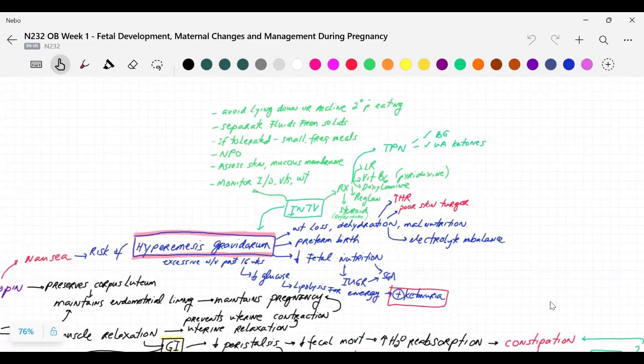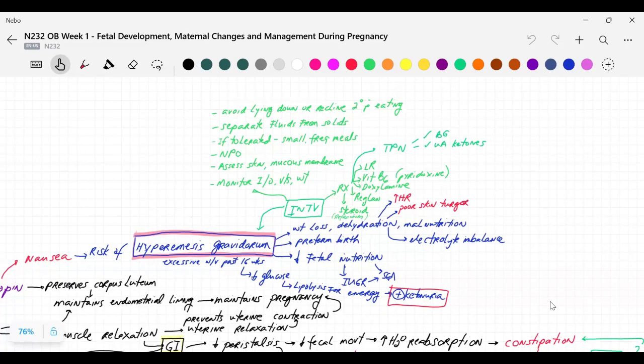This will be on your test: hyperemesis gravidarum. Let me put some pointers here. Emesis means vomiting, right? Hyper means excessive vomiting. Gravidarum is the term meaning pregnancy. Gravid means pregnant, and arum is the condition of. So in hyperemesis gravidarum, this is a mom who keeps vomiting, maybe due to excessive HCG, or they're just sensitive to the HCG.